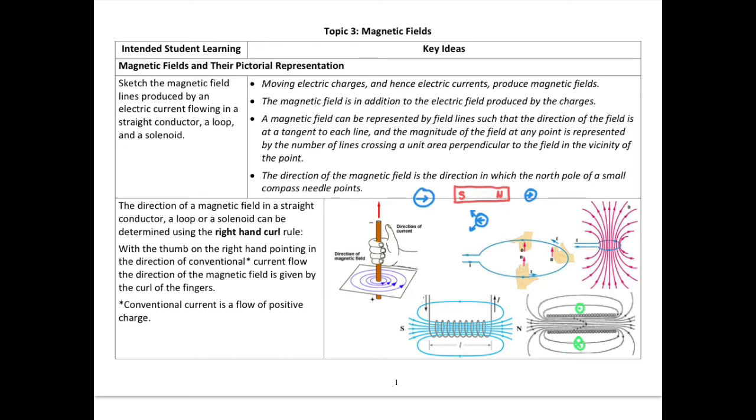So if you point your thumb out of the page, you'll see at the top, the magnetic field is going to be going that way. And on the inside, the magnetic field is going to be going that way. And you can do the same thing at the bottom. So that's how we use the right-hand curl rule to work out the direction of the magnetic field.